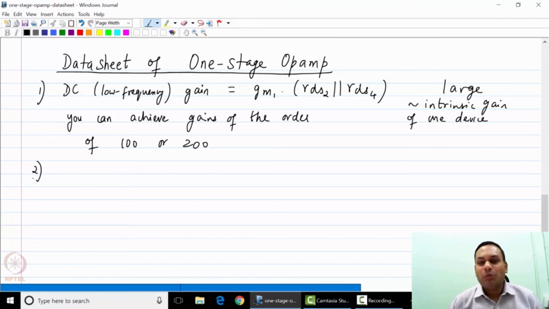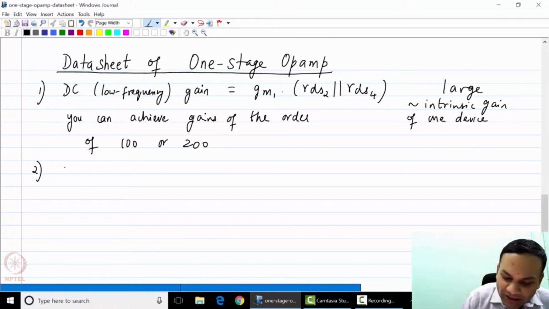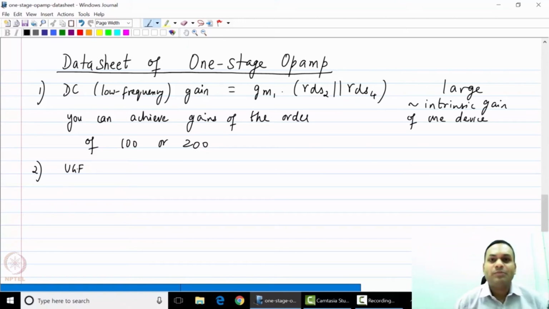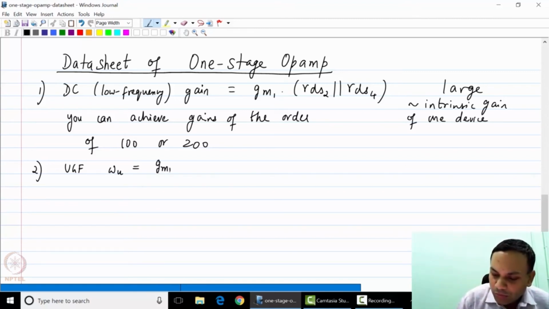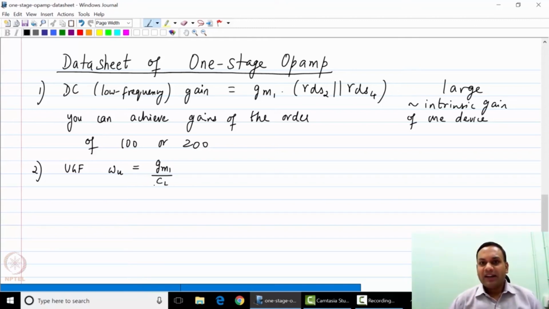Now, the second important characteristic of the op-amp is going to be the unity gain frequency of the op-amp, or omega u, and as we have just studied, omega u is gm1 over CL, and as you can see, the unity gain frequency of the op-amp depends only on its transconductance and the load capacitance that it is meant to drive. If you need a larger unity gain frequency for a fixed load capacitance, you have to increase the transconductance of the op-amp.